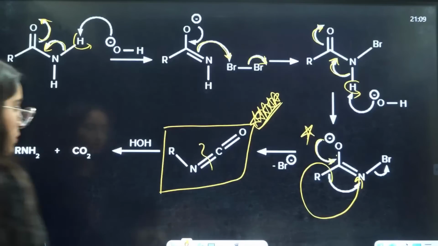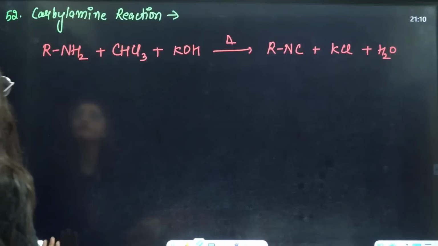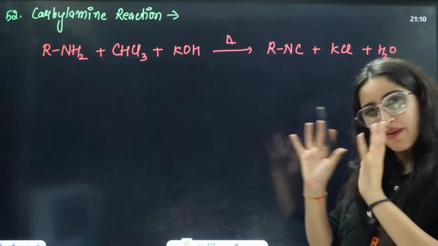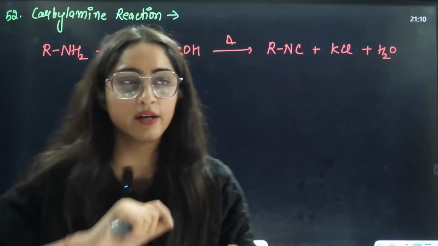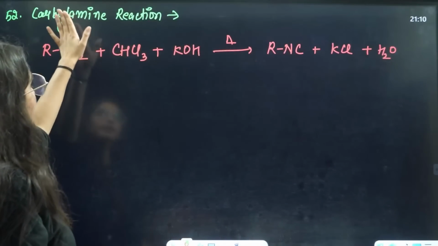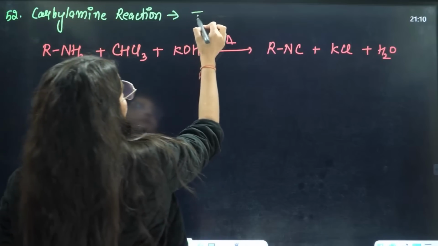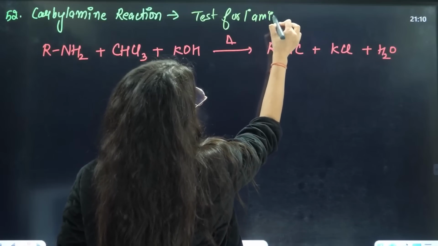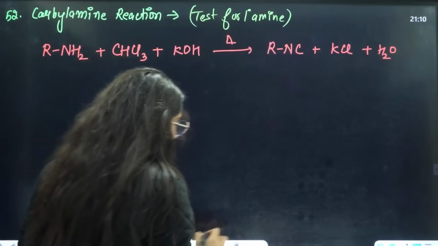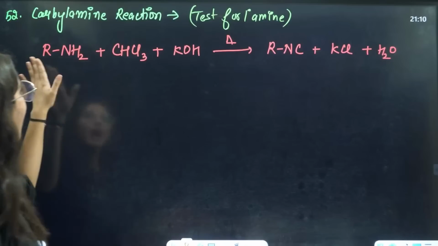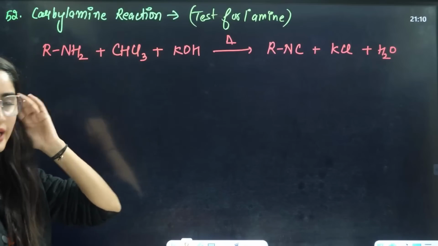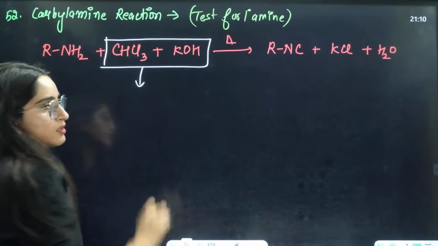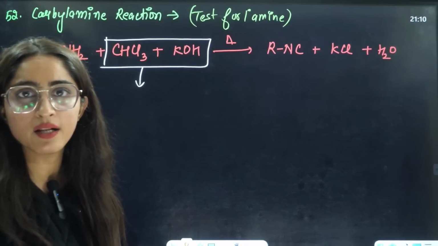Next we have carbylamine. Now a very, very important reaction. You will see a similar kind of transfer here. Carbylamine is the test for primary amine. What do we do in primary amine, can anybody tell? RNH2, CHCl3, KOH. Do you remember we used this in the Reimer-Tiemann reaction as well?